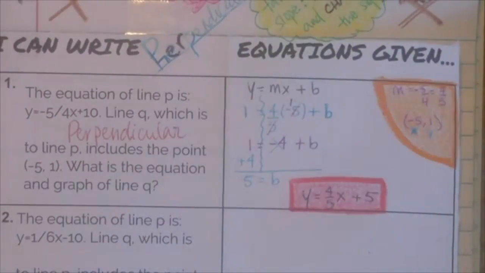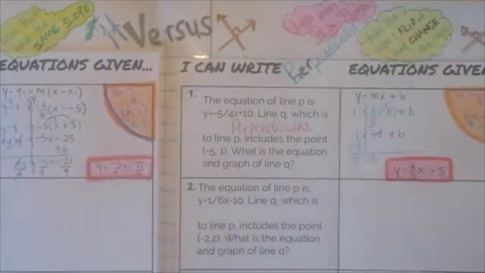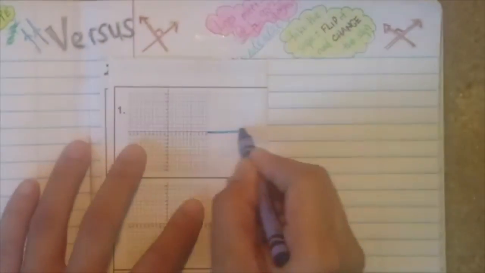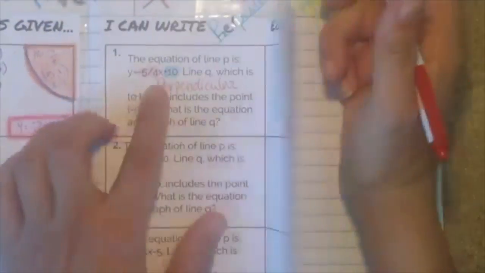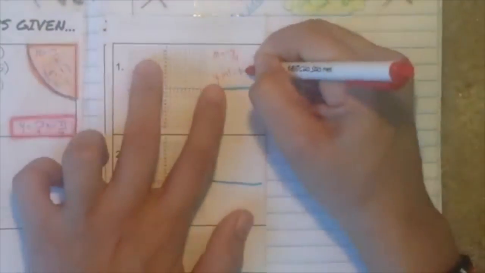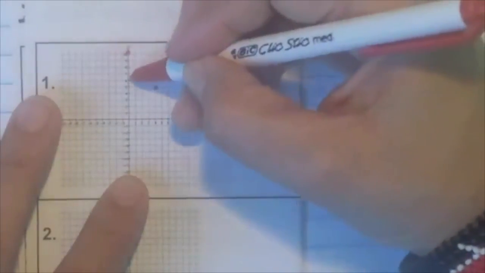The listening check: box y equals mx plus b. Again, the biggest thing to remember is the slope is going to be flipped and change the sign for perpendicular. Parallel is the same. So let's go ahead and graph it. So we're going to graph the original one, which has a slope of negative 5 over 4 and the y-intercept is 10. So down 5, right 4. Graph it.